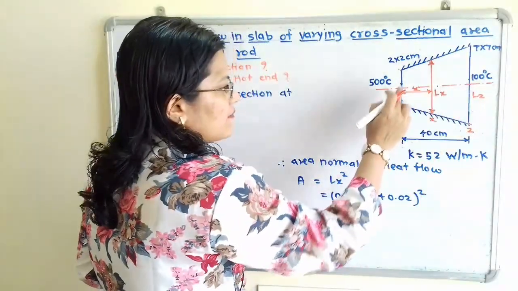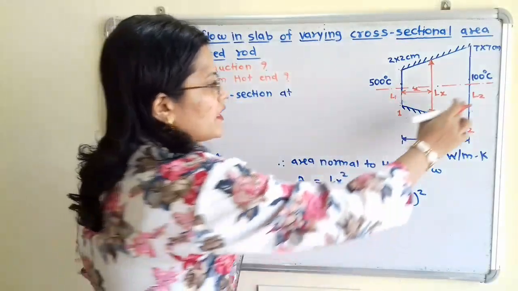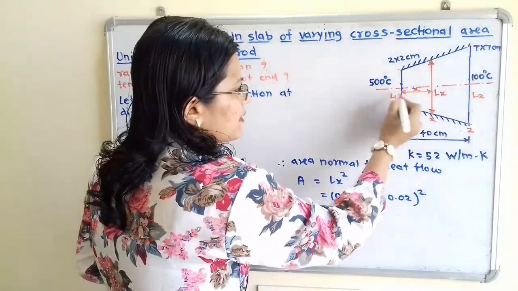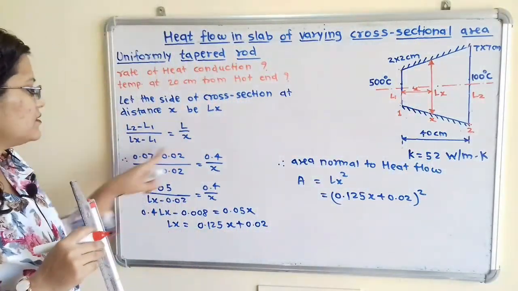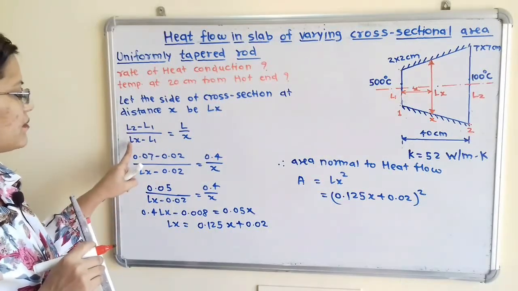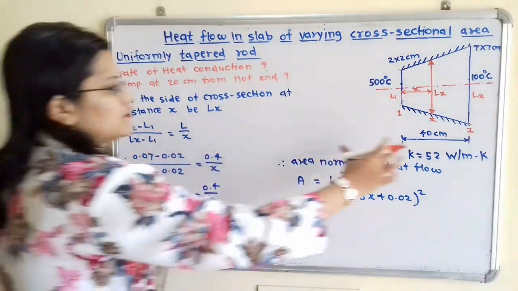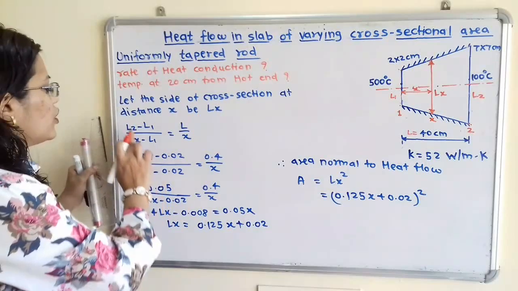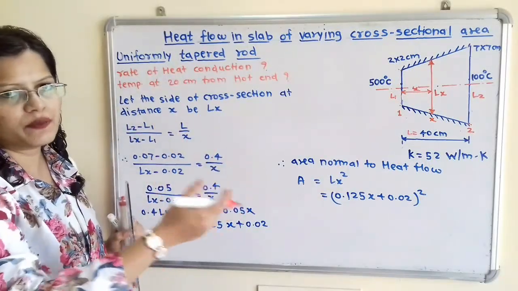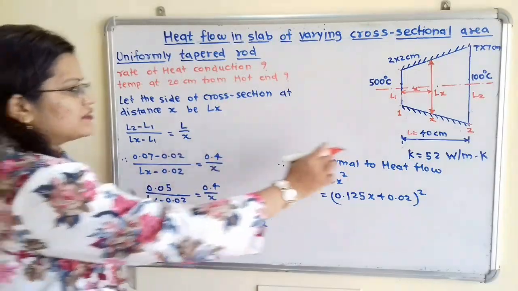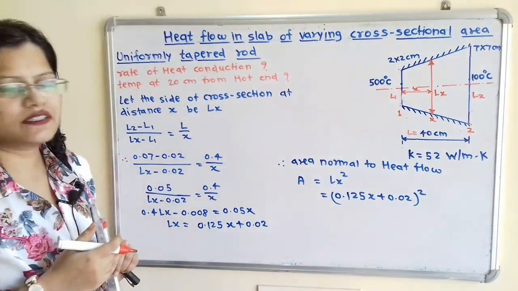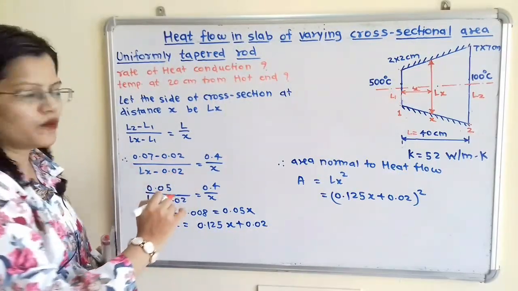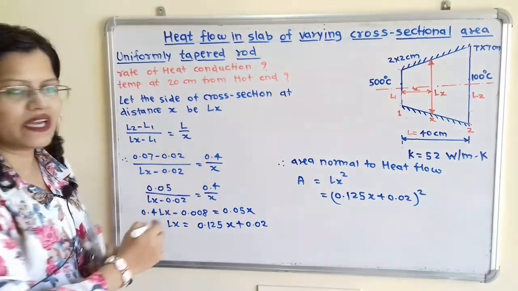So L2 minus L1 divided by Lx minus L1 is equal to the length 40 cm, which we will consider as L, divided by x. So L2 minus L1 divided by Lx minus L1 is equal to L divided by x. Now we will put in all the known values. L1 and L2 are given in centimeter, but we will convert them into meter, and L is also given in centimeter, we will convert it into meter. So 0.07 minus 0.02 divided by Lx minus 0.02 is equal to 0.4 divided by x.